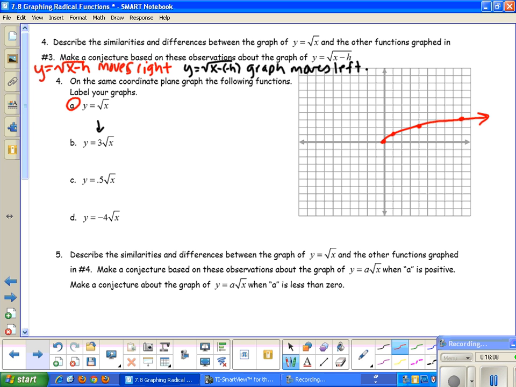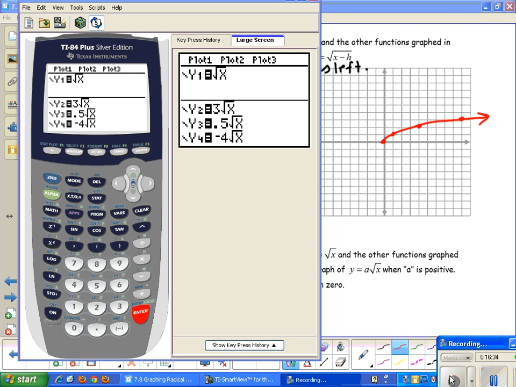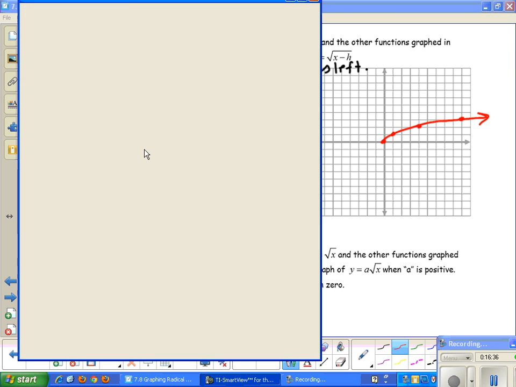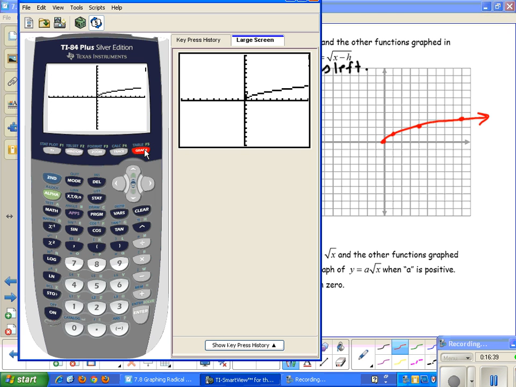And for the next one, we are going to do 3 times the square root of x, and then 0.5 times the square root of x, and then for d, we're doing -4 times the square root of x. And think about what we did with our quadratic graphs. When I had y equals x squared versus y equals -x squared, think about what happened to the graph and see if you can conjecture what's going to happen with that negative in front of our radical. So I plug these in my calculator and I'm going to hit graph to see what they all look like. So that's my first graph, my second graph, third, and last graph.